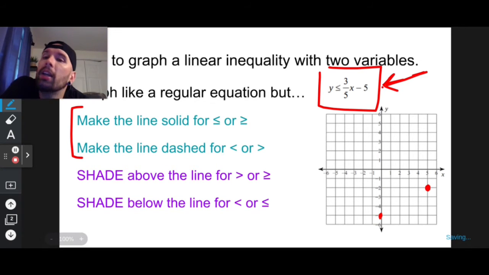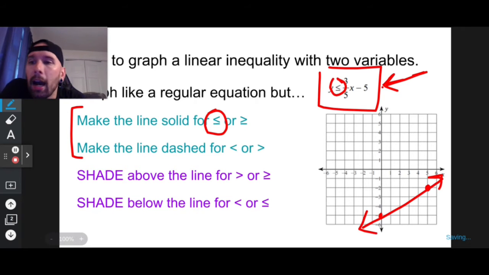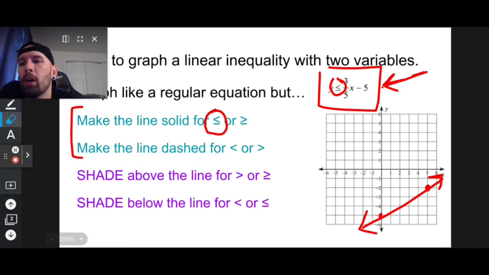I'm out of room. Now I need to draw my line. Do I make it solid or dashed? Solid because it's less than or equal to. So I'm going to draw my line as usual. Now I need to determine whether I shade above or below the line.